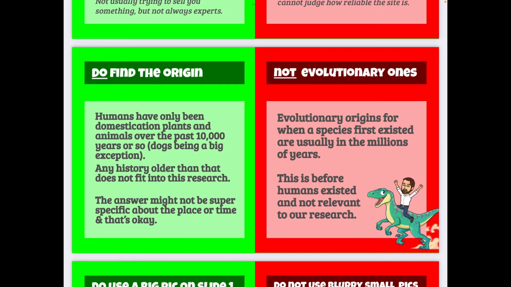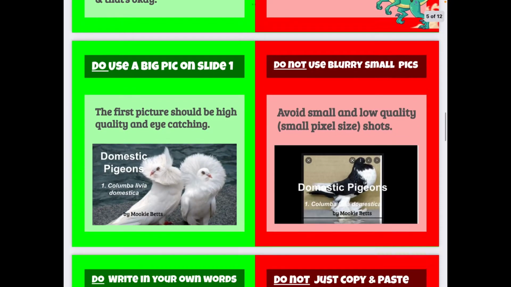With the human origin, we're not going to get super specific answers because many of these plants and animals have been with us for thousands of years, but we don't know exactly when or exactly where. But we definitely won't get answers in the millions of years. That's the evolutionary ancestors. We don't want that.